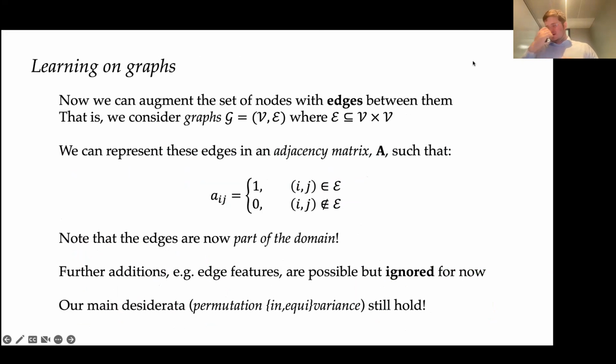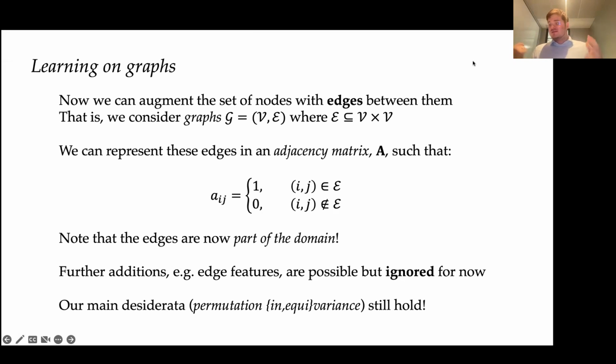So now that we have a basis of understanding how to do learning on sets, we can extend this in the final part of the tutorial for my side to talk about learning on graphs. So now we don't just have the nodes V, but our domain also has a set of edges E, which is the subset of the Cartesian product of the nodes with themselves. So it's the set of all connections between the nodes.